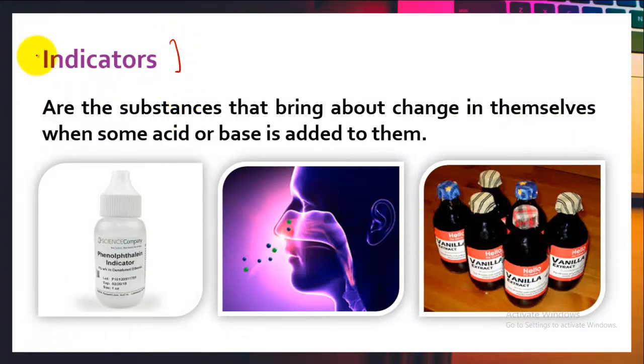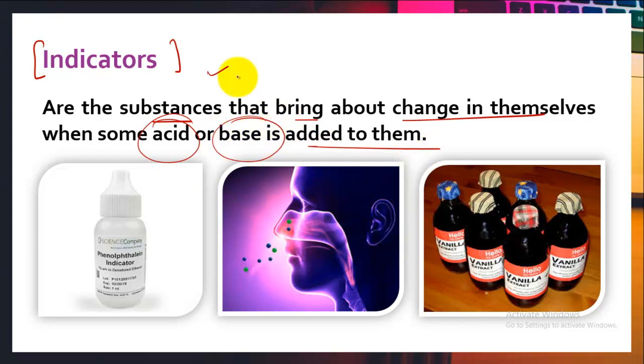Now let's do another topic, that is indicators. What are indicators? We have already studied in part 1 that there is litmus, that is an indicator, and the acid and base can affect its color. So indicators are the substances that bring about a change in themselves, that is, a change in their own nature. It can be a color change, it can be a smell change, it can be any kind of change, when some acid or a base is added to them. So I think you got it.